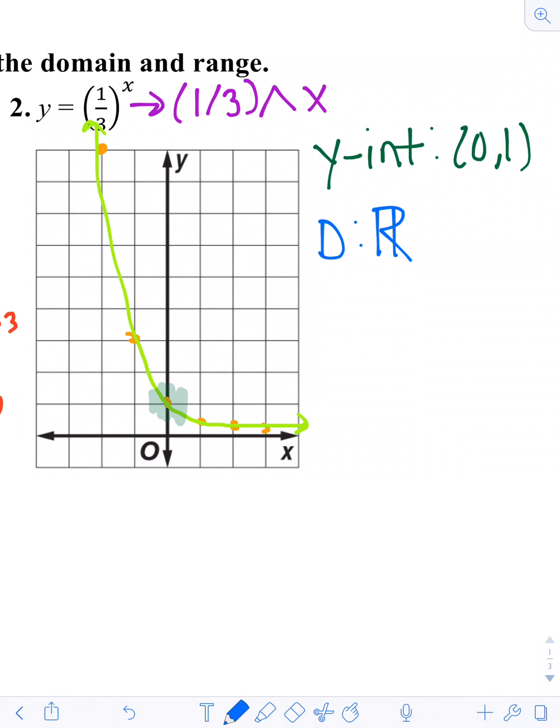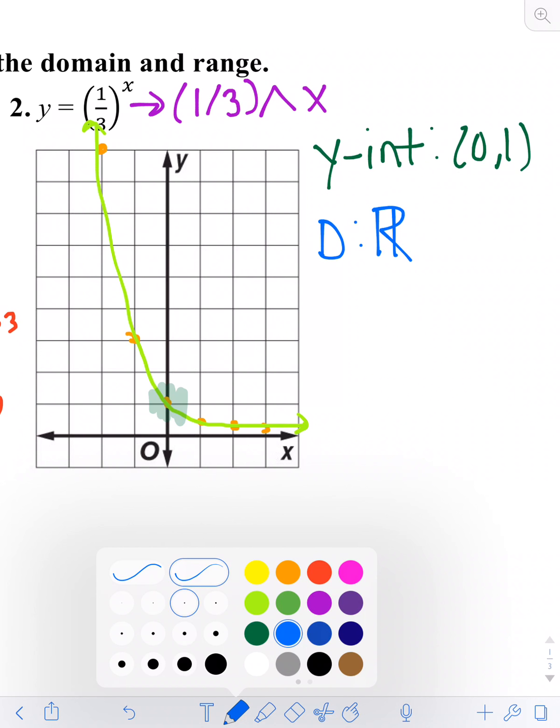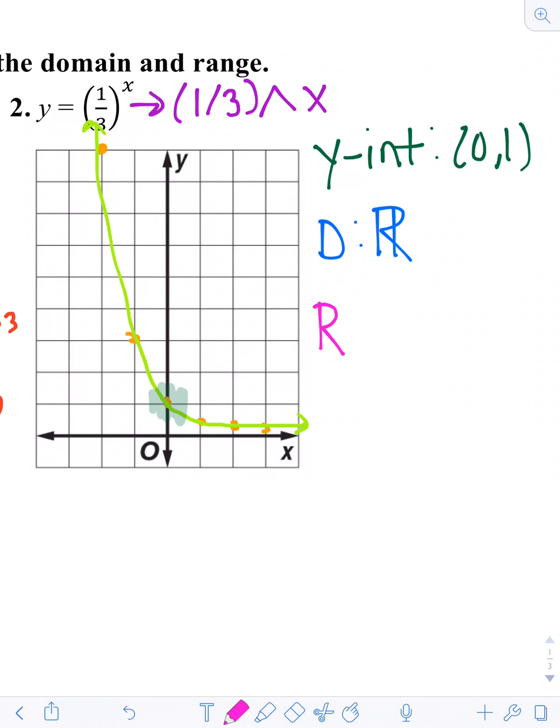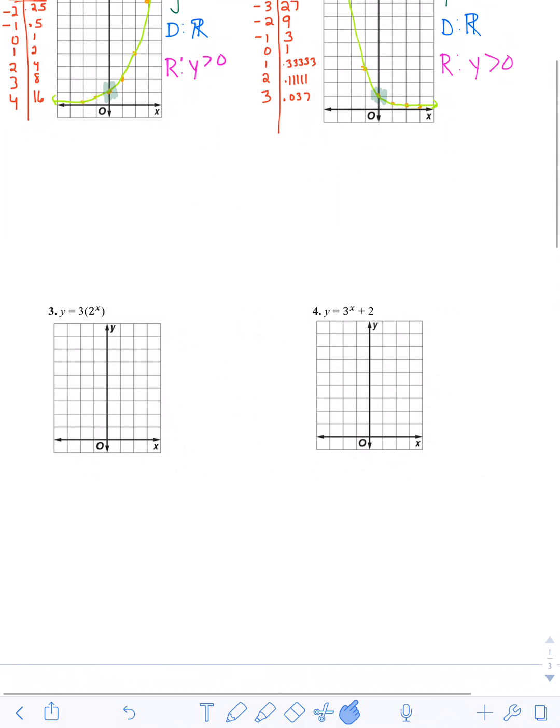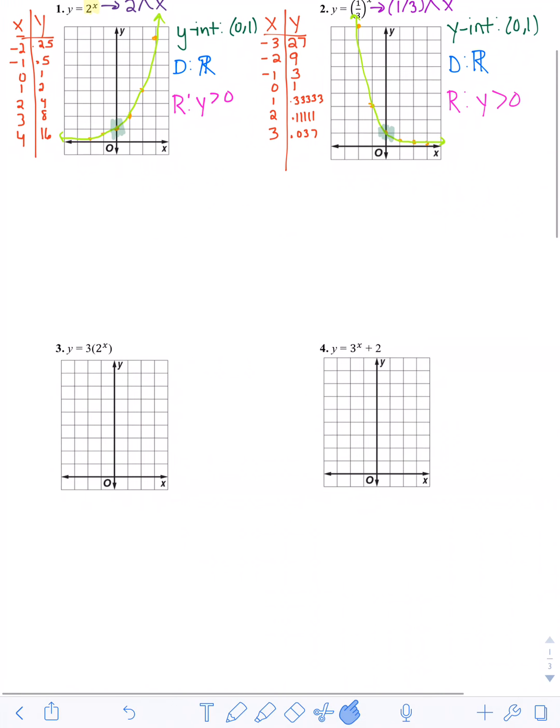Your x's will always be all real numbers because you have the arrows at the end that tell you it goes on in both directions forever and ever and ever. Your range, though, will change, but for this one, my range does not go below the x-axis. There's no negative values, which means your y is greater than 0. Okay, we got 2 more like this, so here we go, number 3.